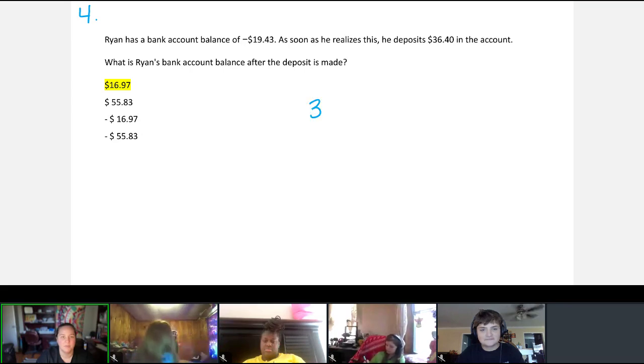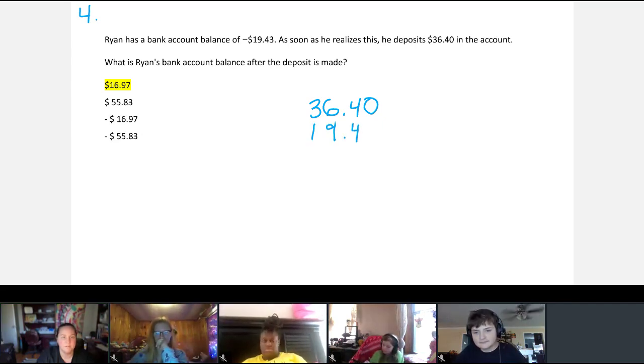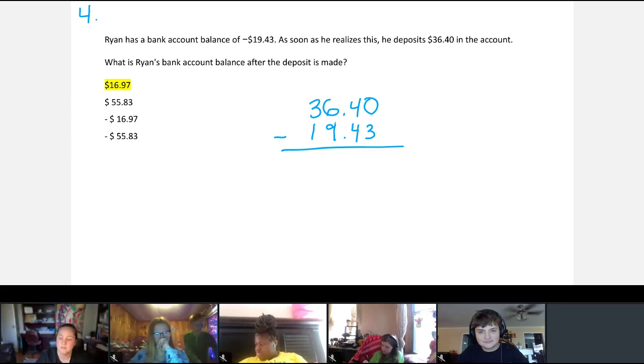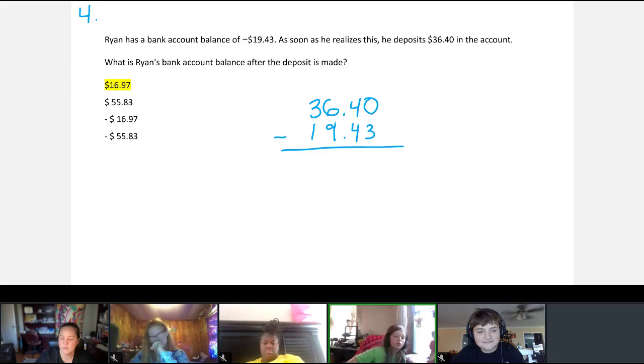which is 36.40. And then line our decimals up. We've got 19.43 on the bottom. And we're subtracting. If you have 0, can you take 3 away? No. So we've got to do what? Take away from the next door neighbor. Very good. We've got to borrow.